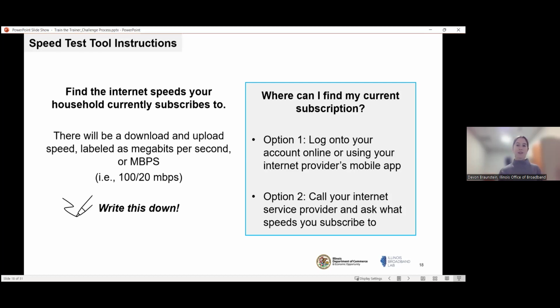Where can you find your current subscription? There's a couple of ways. It may not be on your bill, but you can log onto your account online or visit your internet service provider's mobile app and look under your profile. And we did some tests of walking through this process, so I have that to share as time allows. You could also just call your internet service provider and ask what speeds that you subscribe to, but really make sure that you're getting the download speed and the upload speed.